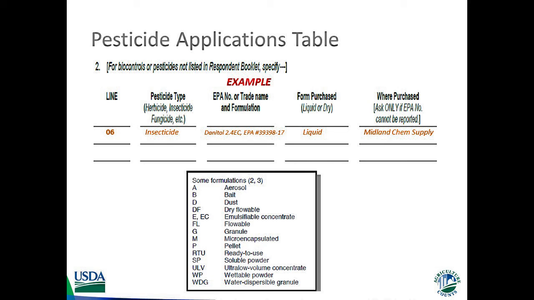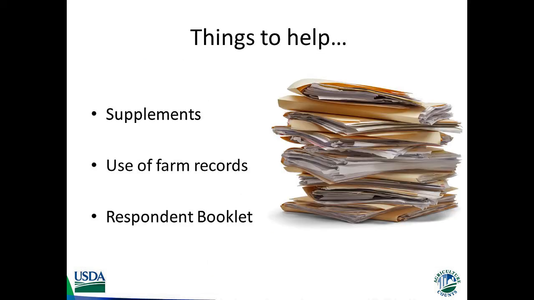On these lines, it is important to record the line number of the pesticide application that we're referring to, what it was used for, and the EPA registration number if that is available, or the name and formulation of the product. For example, here we are saying on line 6 we have an insecticide called Danitol 4EC. We see an EPA number, we know it was liquid when it was purchased, and we know it was bought at Midland Chemical Supply.